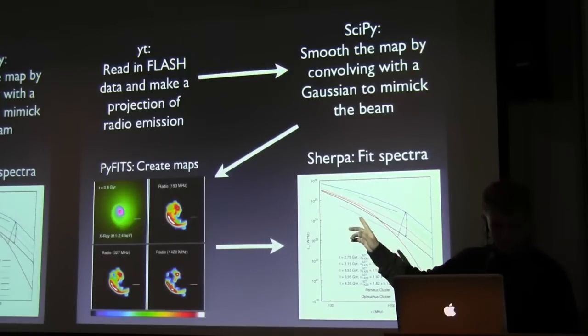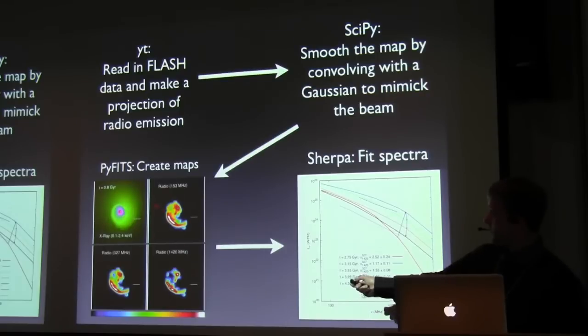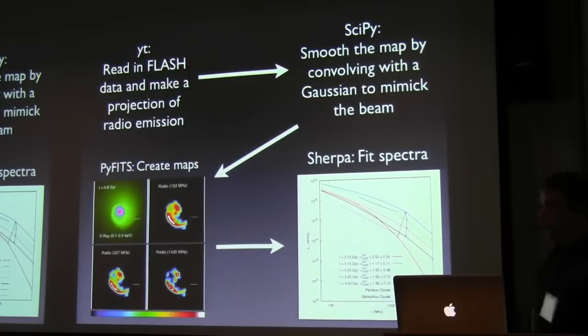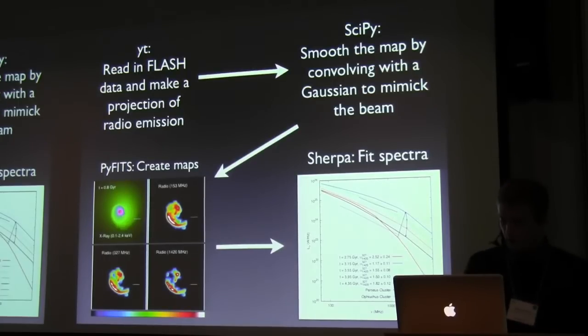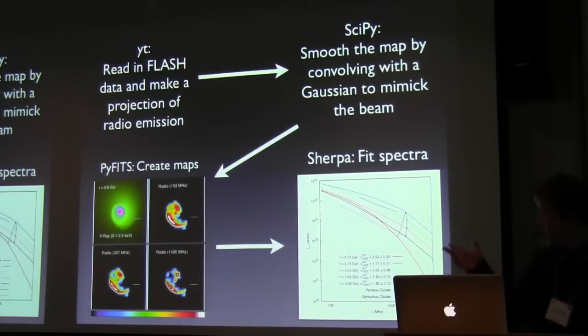PyFITS creates the map, so I've got a map here. This is showing what it looks like in X-ray, so you see the spiral structure, and this is what's going on in the radio here at 3 different radio frequencies. Then I create spectra from these different radio frequencies, and using Sherpa I'm fitting power law models to sections of these spectra, and I'm getting spectral indices for the power law spectra at different epochs. I did all this using Python with all these tools installed, basically as one workflow.